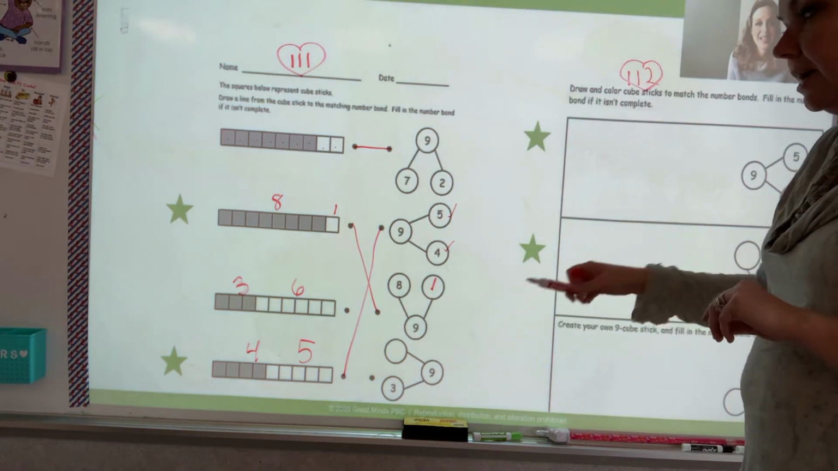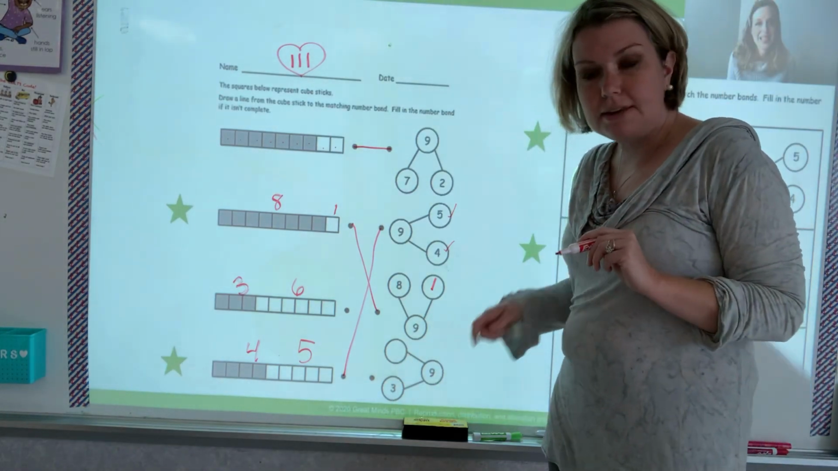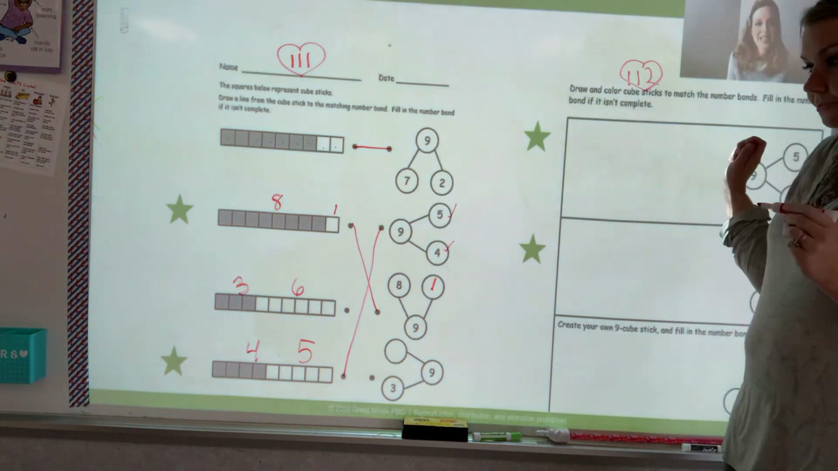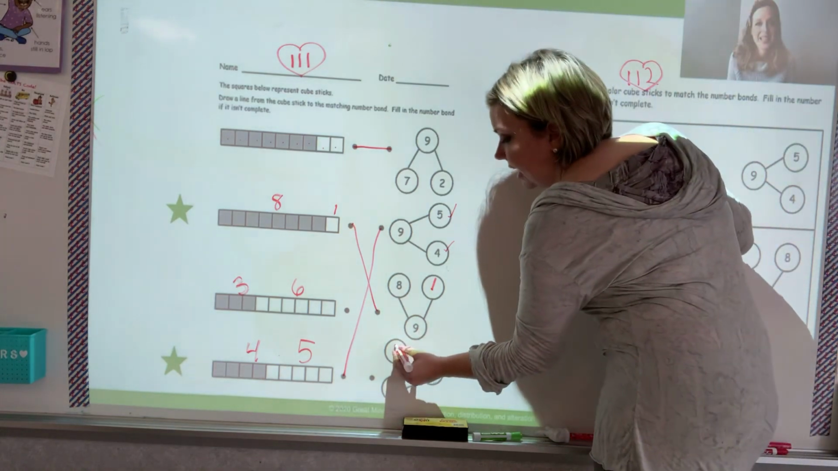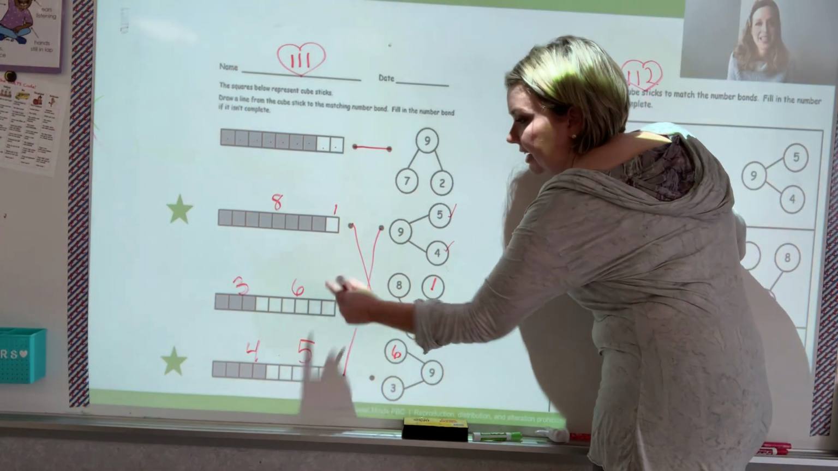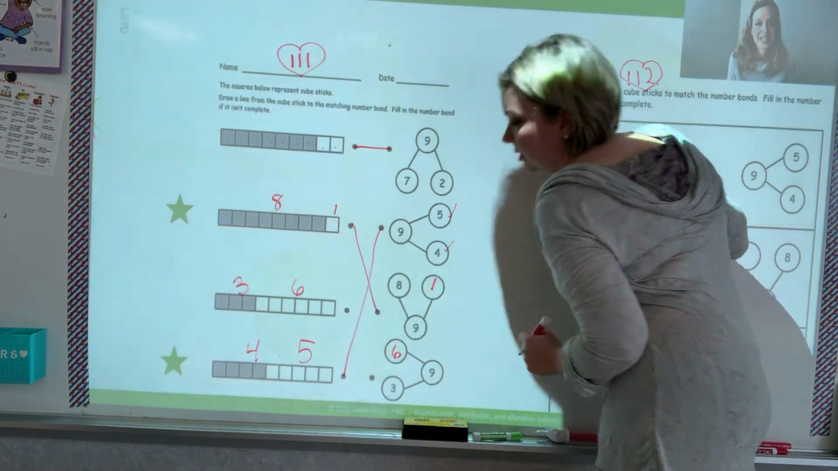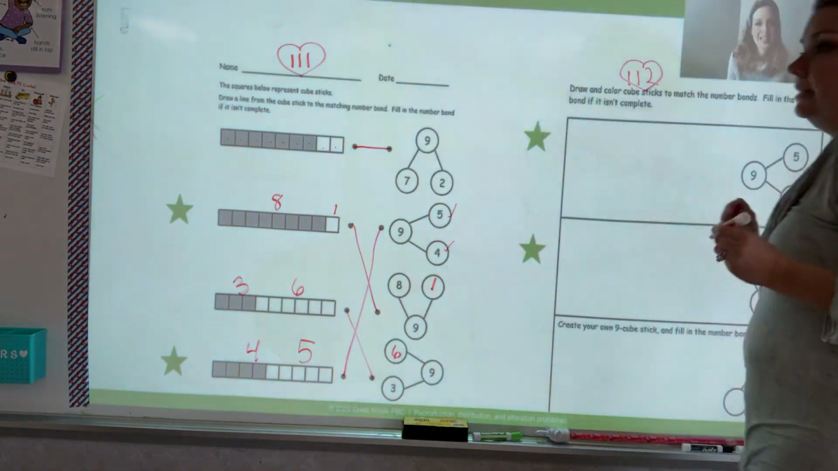Now, at the bottom, I have 3, a mystery, and 9, Landon. What's going to go in my mystery? 6, because I can look at my cube stick and see that 3 are here, and the ones that are missing are 6. So I can draw a line from this number bond to here.